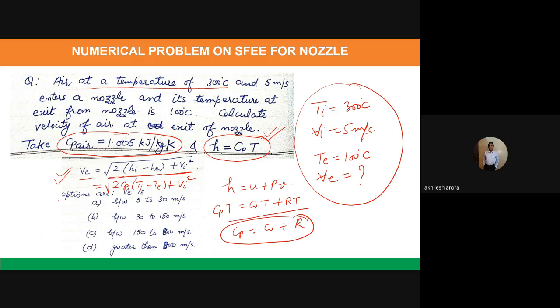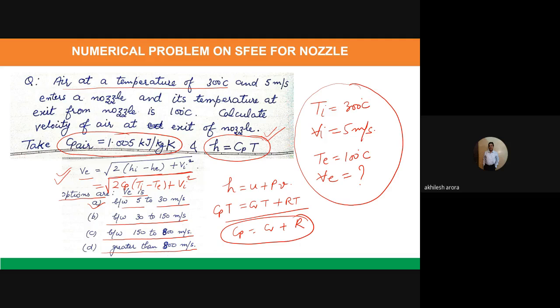So the options are given here. I have given four options. The first option is the final velocity Ve is between 5 to 30 meter per second. Second option is it is between 30 to 150 meter per second. The third option is 150 to 800 meter per second. And the last option is greater than 800 meter per second.